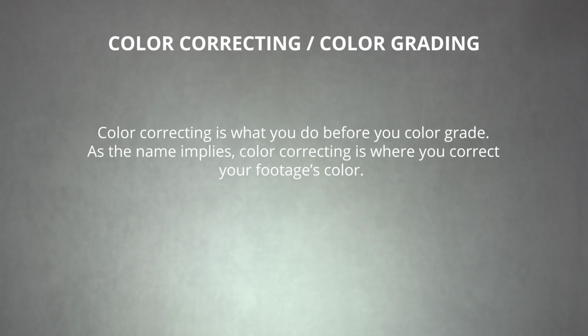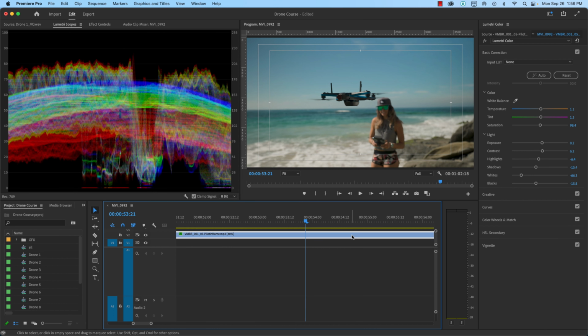As the name implies, color correcting is where you correct your footage's color. This may consist of adjusting the footage's exposure level, white balance, and saturation. Ultimately, the main goal of color correction is to get the footage looking the way it's supposed to look in real life. It's more of a technical phase than a creative one.